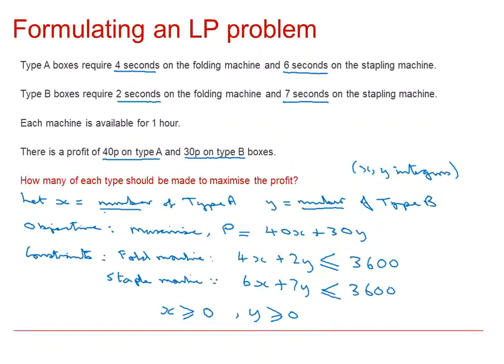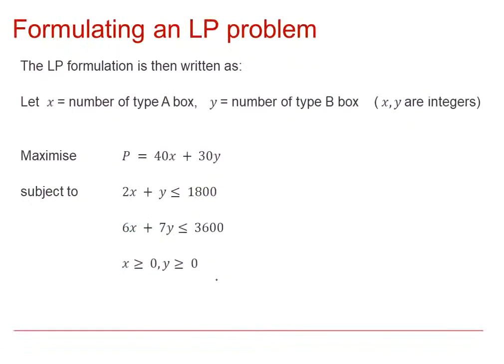And that has created our mathematical program. So there's our linear program ready for solving. It's worth noting that our constraint on folding, which was 4x plus 2y cannot exceed 3,600, has been simplified here by dividing by 2. It's still exactly the same constraint. 2x plus y is less than or equal to 1,800. It's the same constraint.